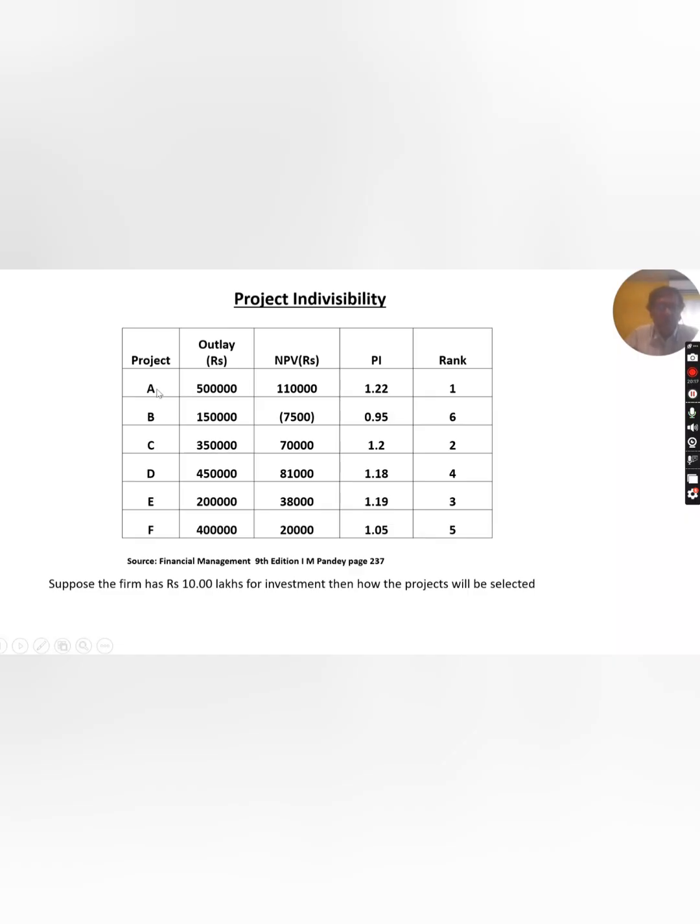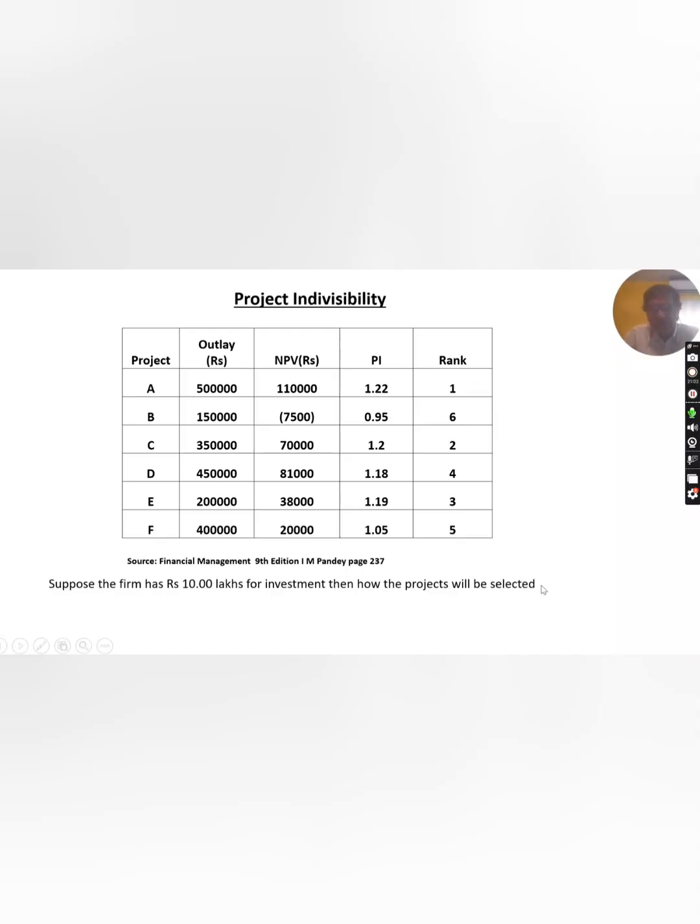Again, I am reading. These are the projects A, B, C, D, E, F. All these projects are available in the market. These are the capital outlays. That means investment required 5 lakhs, 1.5 lakhs, like that. These are the NPVs. These are the PI. After calculation, the results have been noted, and these are the rank. Now the problem is, suppose 10 lakhs capital or budget has been allocated to the firm for investment. Then how will you select the project?